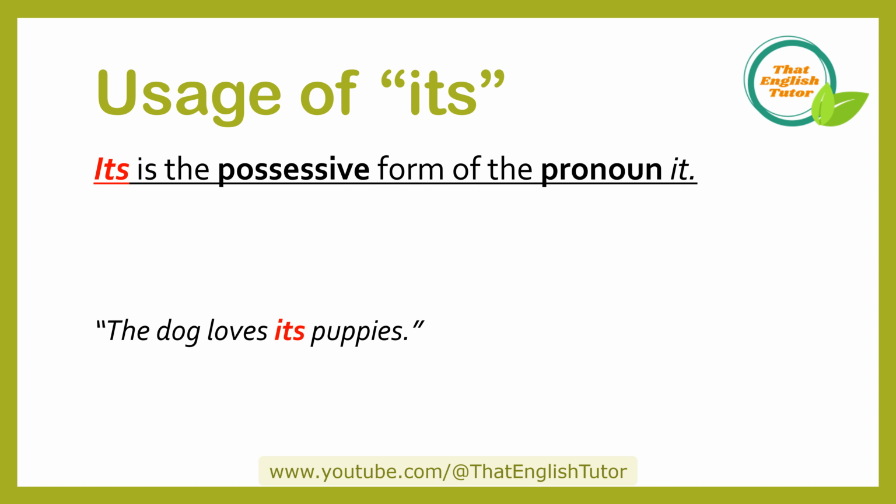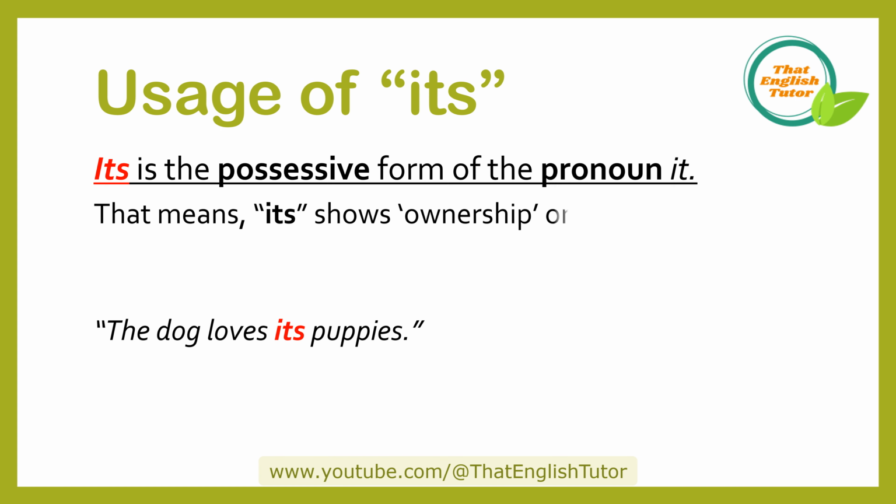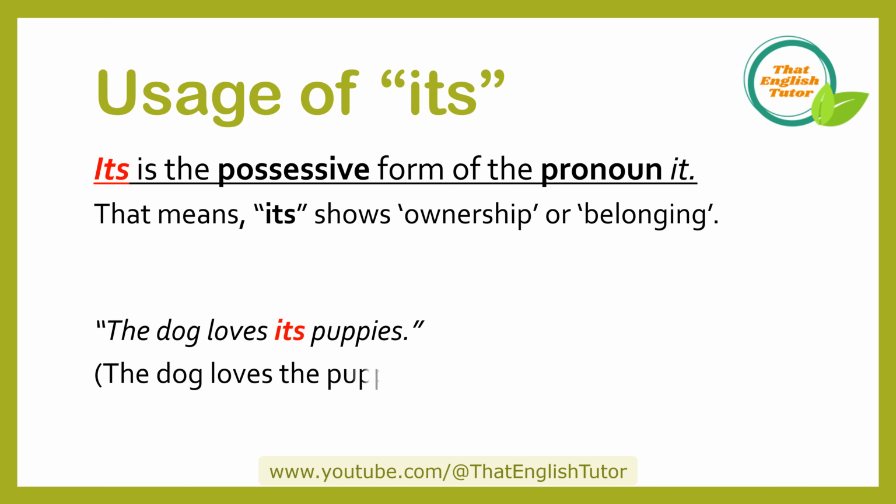As I just mentioned, its is the possessive form of the pronoun it. That means it shows ownership or belonging. The sentence, the dog loves its puppies, conveys that the dog loves the puppies belonging to it.